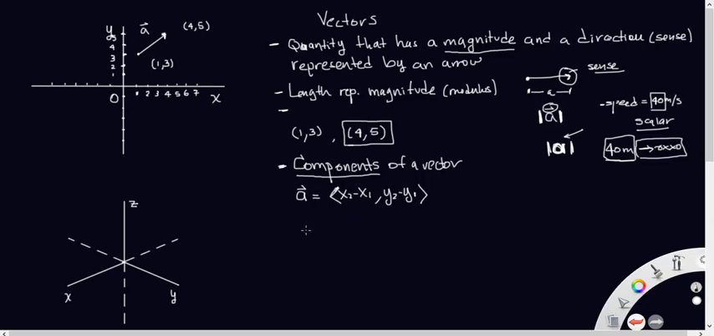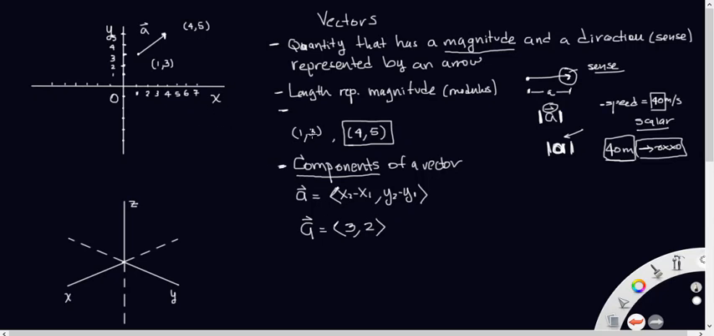So the components for vector A in this case is 4 minus 1, that gives us 3. So that's the first component, and 5 minus 3 is 2.